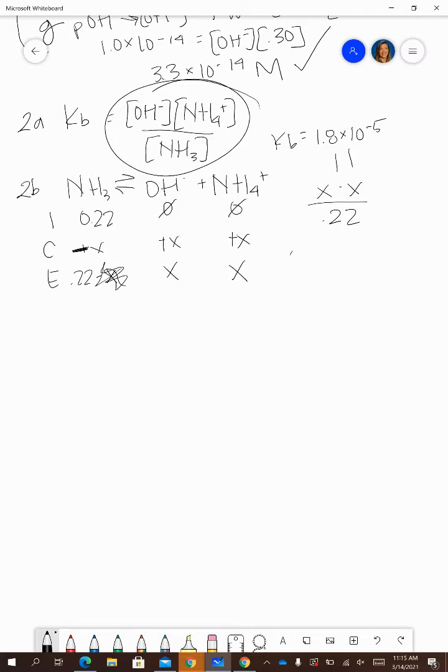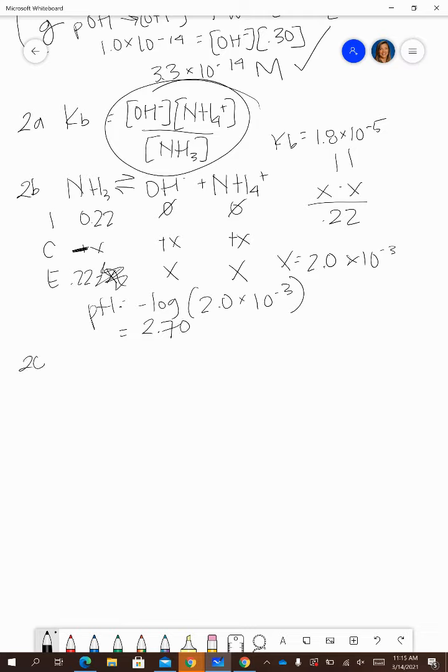Okay, so you should have gotten that x was equal to 2.0 times 10 to the negative third. To get the pH, it's just the negative log of that number. Okay, and when you get that, you get that the pH is equal to 2.70.